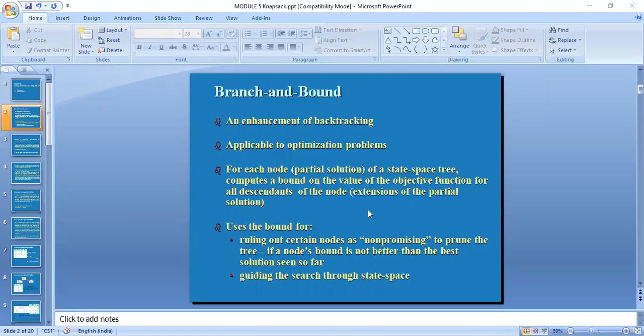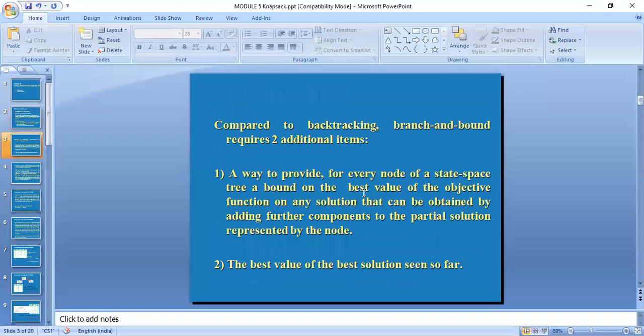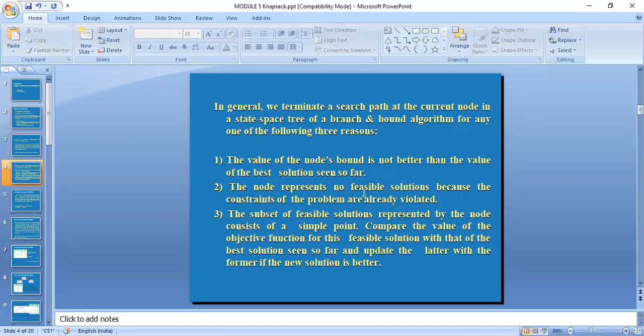So here, when you go for the branch and bound, it needs two additional items. For each and every node we are calculating the bounded value, and we will be representing it with the help of the objective function, and we will be seeing what the components are. So the best value seen so far will be considered as the optimal solution.